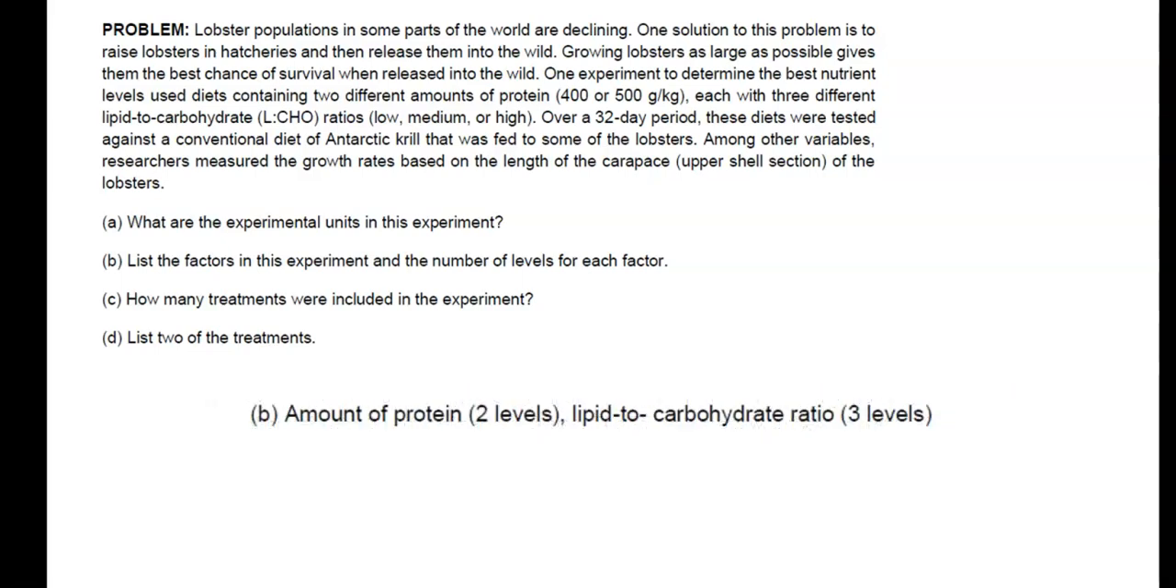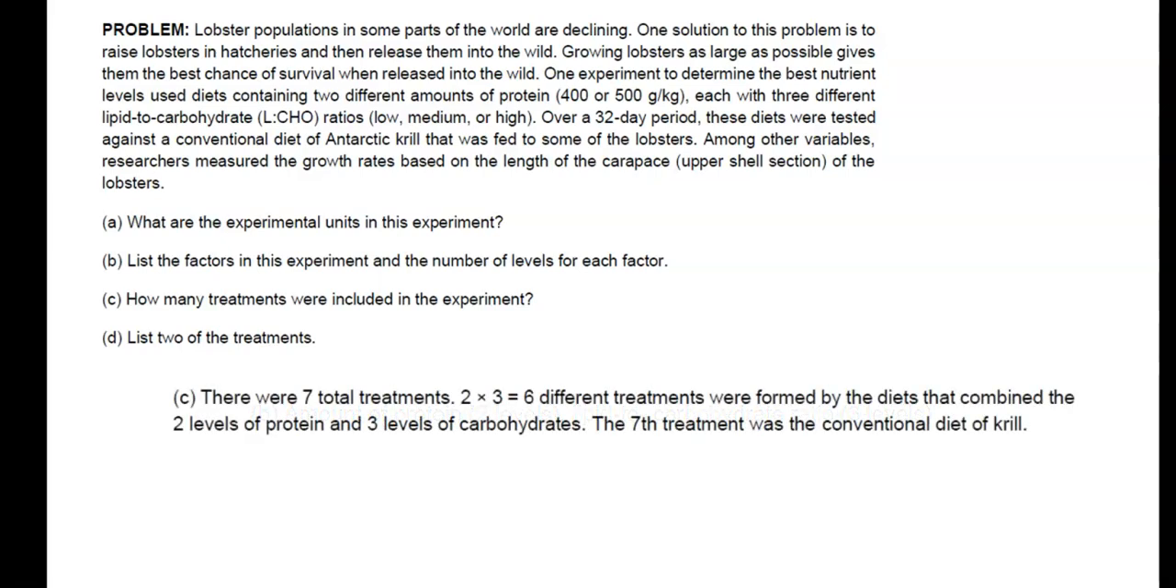How many treatments were included in this experiment? So you had 2 times 3, so 6, right? So you multiply all the levels together, the number of each. The 7th, oh, so that's where that comes in. So right, there's 6 different combinations of those. The 7th treatment was just straight up conventional diet of krill. So there are 7 different ones. So the 6 with the levels, and then they talked about an extra one. They were tested against, so they were compared to kind of a control group of the traditional way of doing it, which is krill.